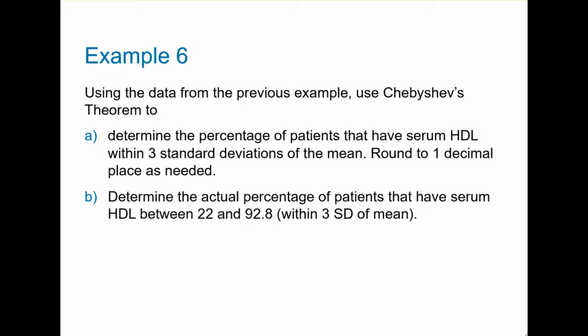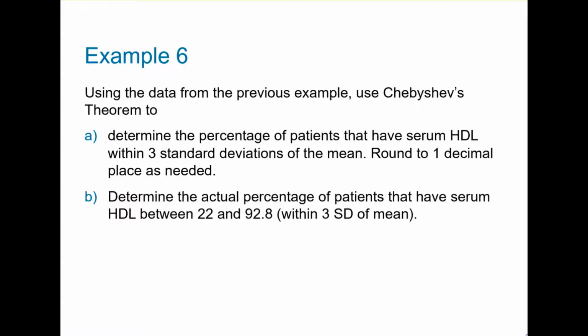Using the data from the previous example, use Chebyshev's theorem to, part A, determine the percentage of patients that have serum HDL within 3 standard deviations of the mean. Round to 1 decimal place as needed. The empirical rule and Chebyshev's theorem are just two different ways to estimate what percentage of the data is within a certain number of standard deviations.